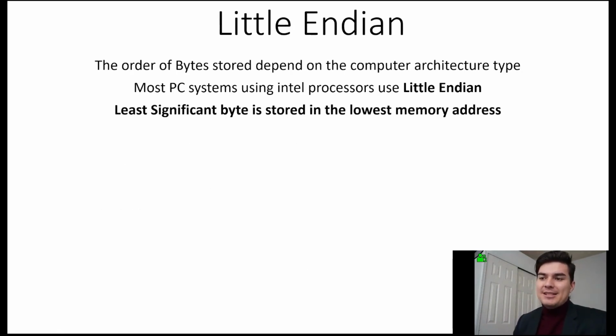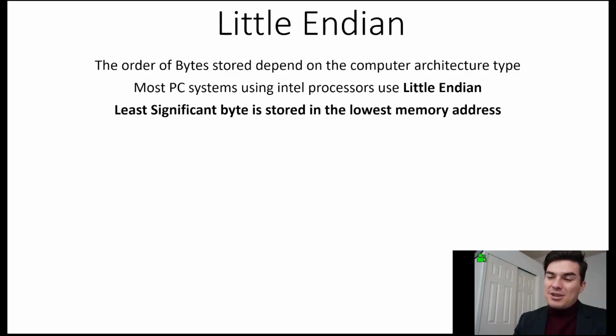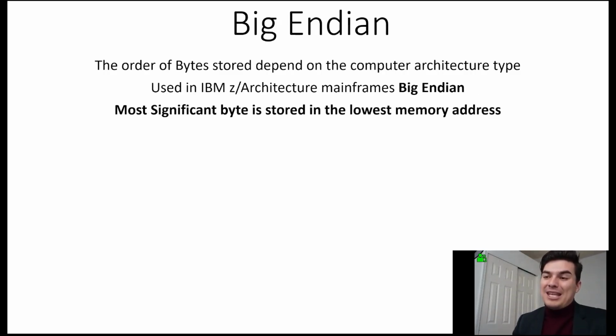So little endian is the order of bytes stored, depending on the computer's architecture type. When the least significant byte is stored in the lowest memory address, that is known as little endian. When the most significant byte is stored in the lowest memory address, that is known as big endian. It really just depends on the computer architecture type. It doesn't matter the size of the environment, whether it's a large enterprise or a home environment. It only has to do with the computer architecture of the system. Intel processors typically use little endian, and IBM architecture mainframes use big endian.